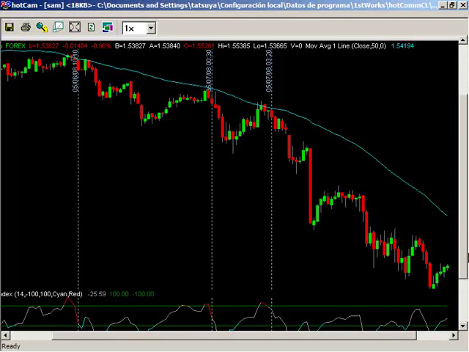Buying in these areas is like walking into a car dealership and saying, "Hey, that $30,000 car over there, I like it so much, I want to pay you 40 or 50 for it."